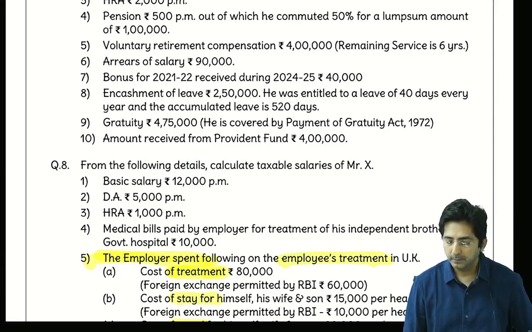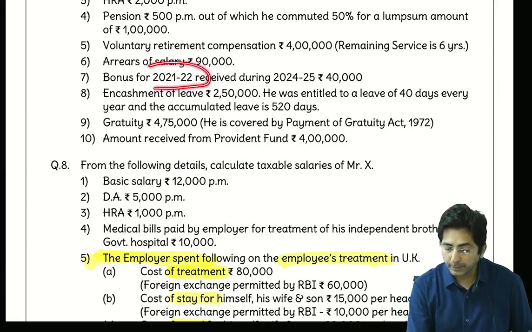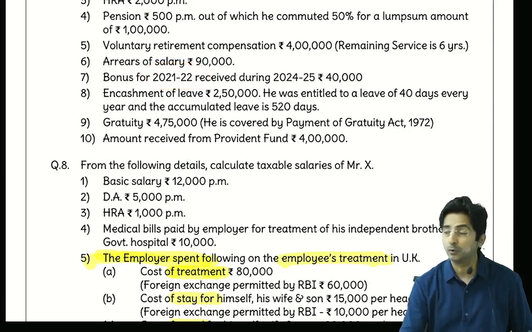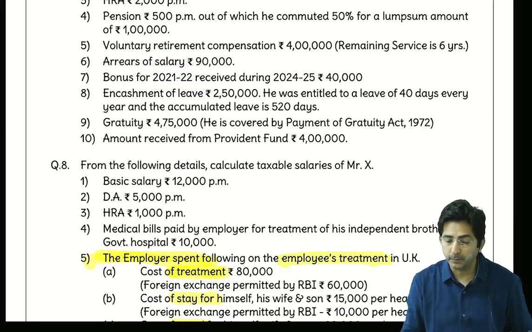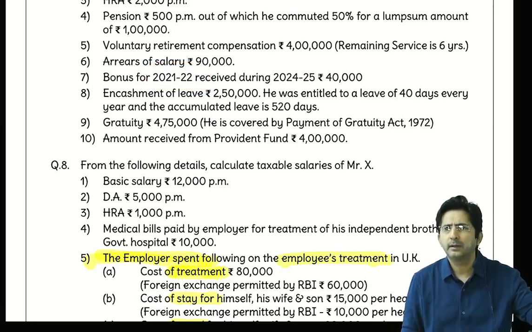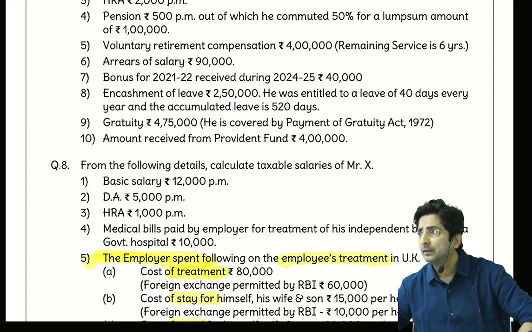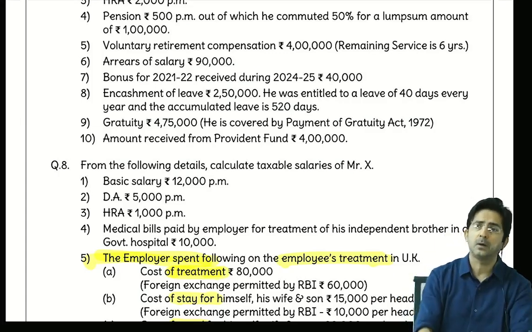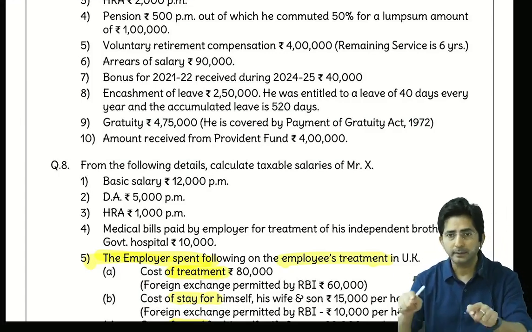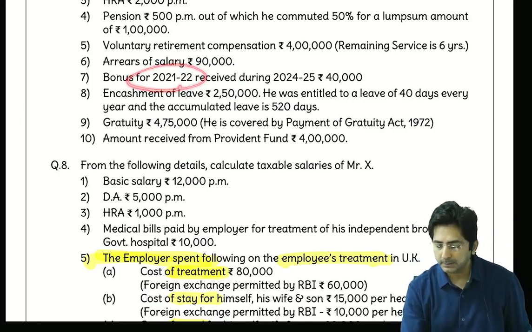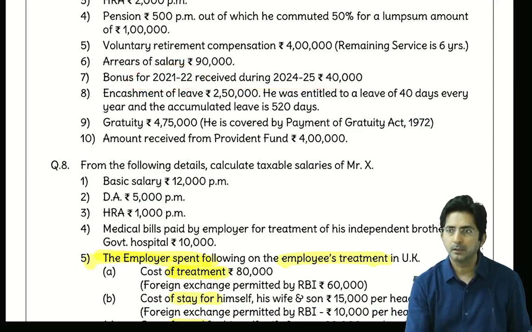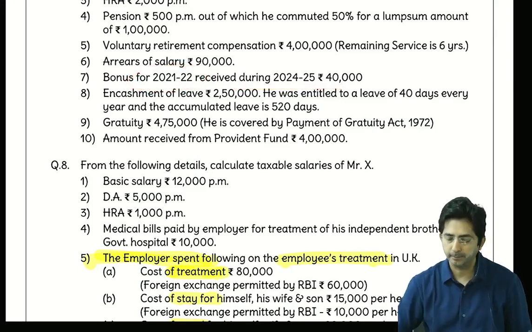Fully taxable. What about bonus? See, this is the bonus of 21-22, which is a past year. You know what our year is? Our year is 24-25. So this pertains to the past. So what? It is received now, so taxable now. Bonus is taxable on receipt basis. Although it pertains to some old year, since it is received now, it is taxable now. So even this you will write in the statement.